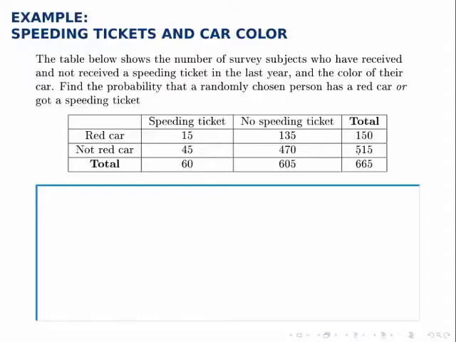We're asked to use this table, though, to find the probability that a randomly selected person from this group has a red car or got a speeding ticket in the last year. The probability that they have a red car or got a speeding ticket is the sum of those individual probabilities minus the overlap.